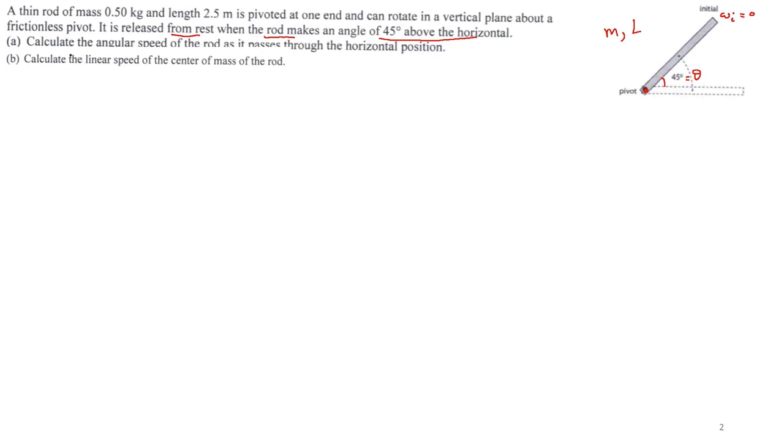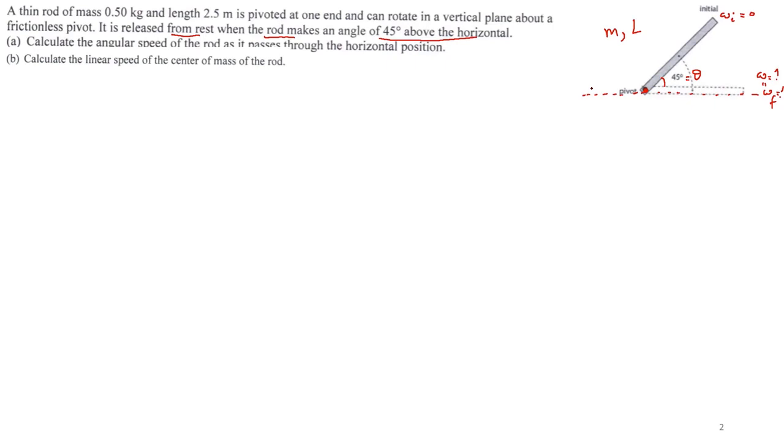So the question is, calculate the angular speed of the rod as it passes through the horizontal position. So this is the horizontal position here. The question is, what is omega final? What is omega final when the rod is passing through this horizontal position?